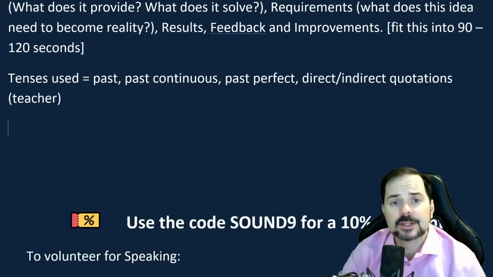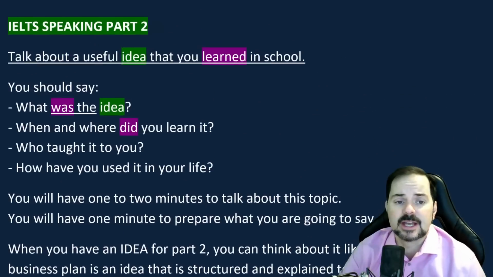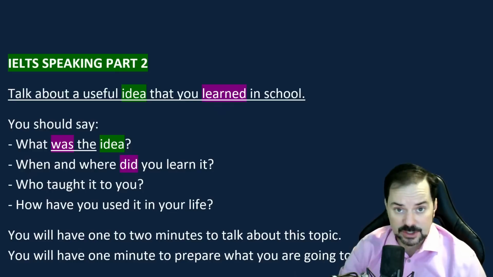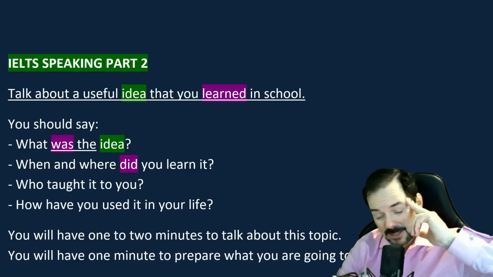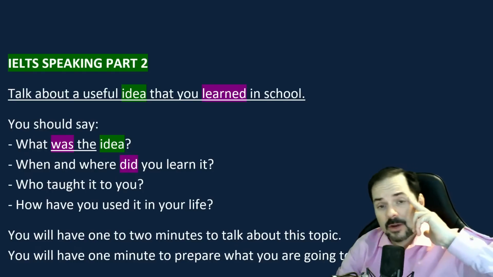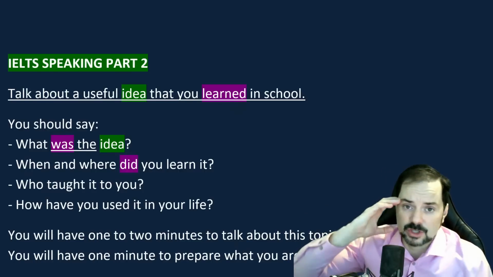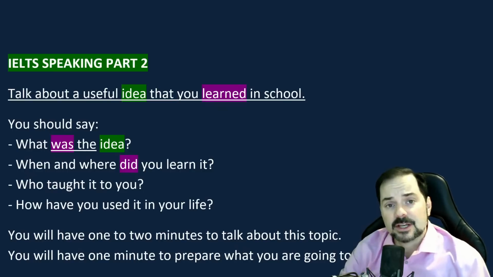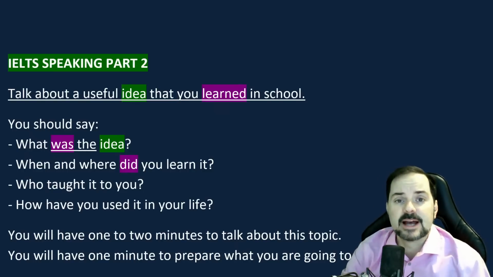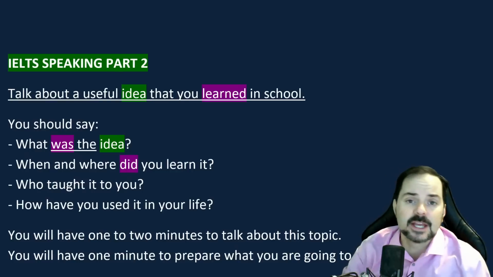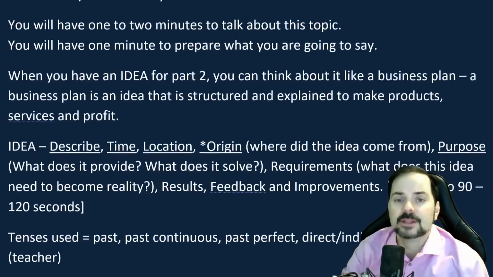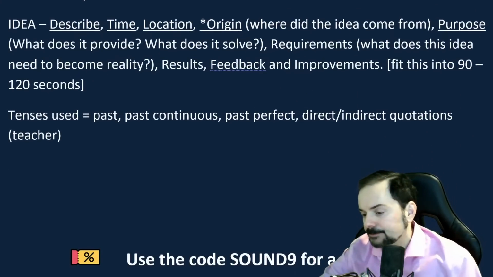Now, this is happening very quickly, students, so this should happen in just a matter of a couple of seconds as soon as you see the question. So as soon as the examiner says, now we will continue with part 2, talk about a useful idea that you learned in school, you should immediately be thinking, okay, this is an idea: description, time, location, origin, requirements, results, improvements. You should immediately be thinking about that for your notes, okay? And of course, you should realize immediately that this is past tense, past perfect. I had learned about this in chemistry, or I had learned about this in business class. So immediately you're thinking about those tenses. All right.